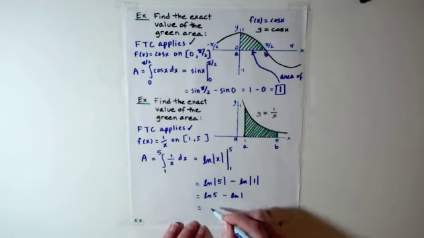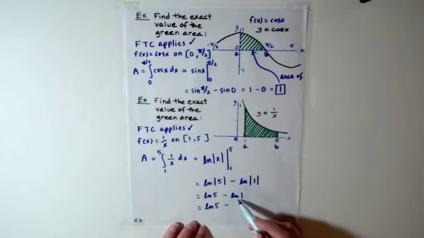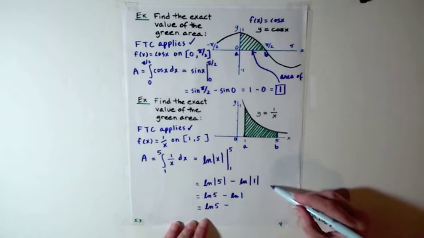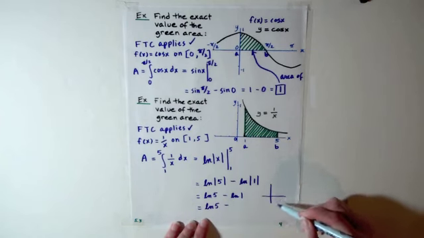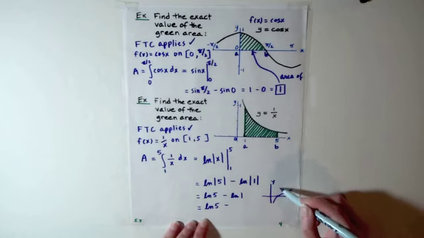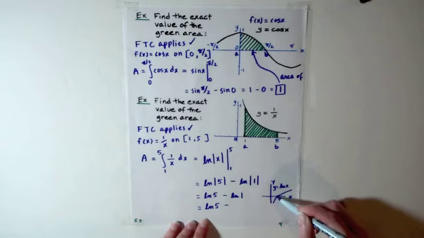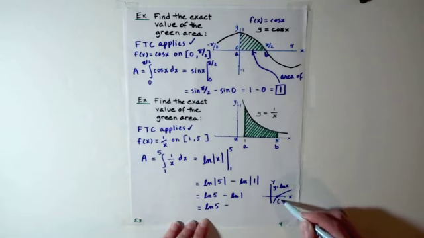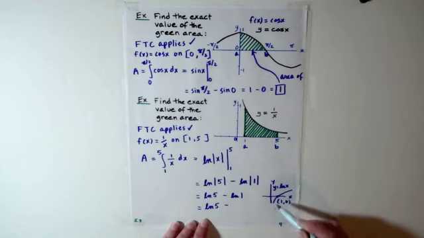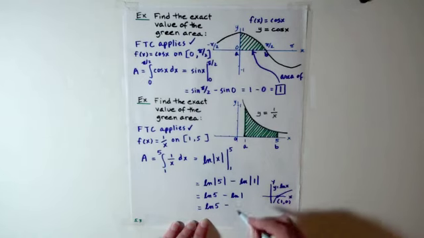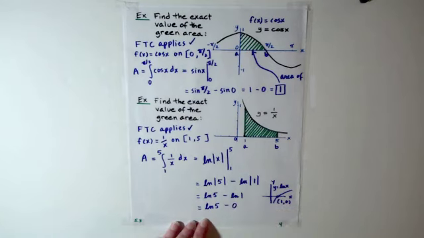So I get ln of 5 minus, you might remember that the natural log of 1 is equal to 0. If you draw the natural log function, it crosses the x-axis. This is the natural log of x function. It crosses the x-axis right at x equal 1. So it has this point 1 comma 0 on it. So the natural log of 1 just turns out to be equal to 0.